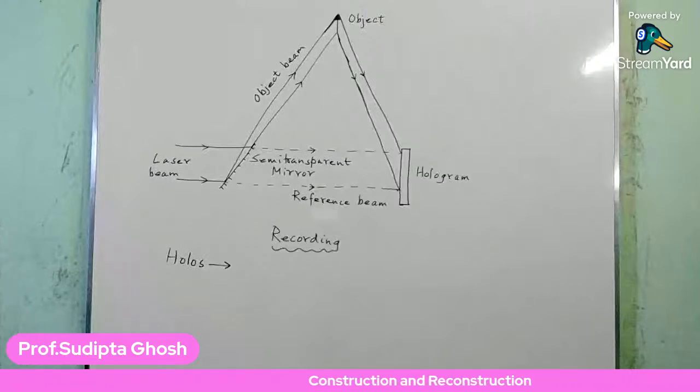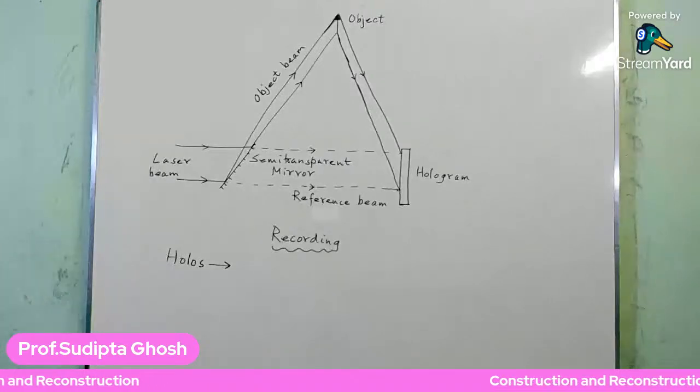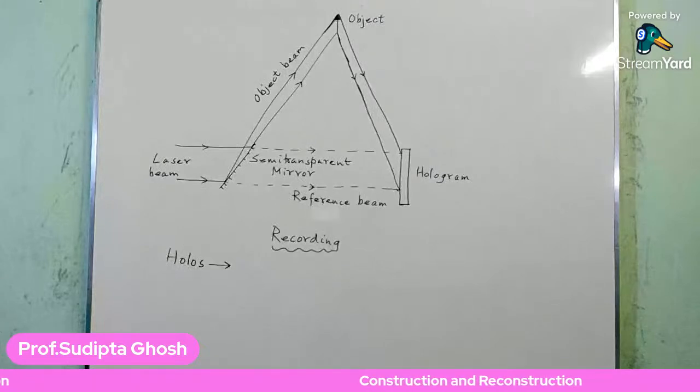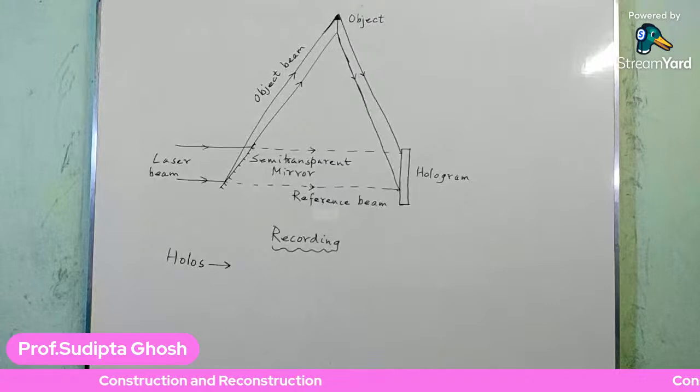I am repeating once more what the process is. There are two processes for a hologram. The first process is known as the recording of a hologram, or the construction of a hologram.